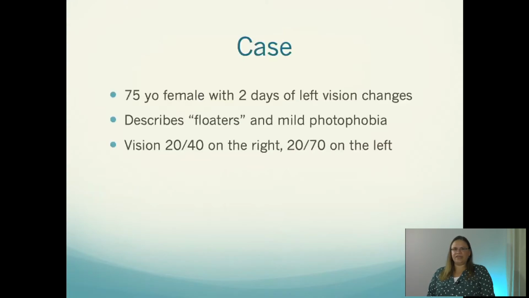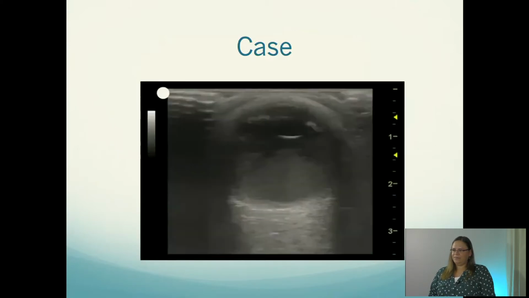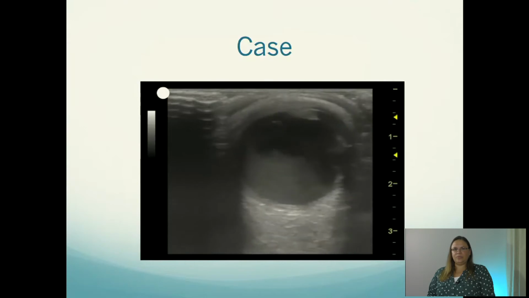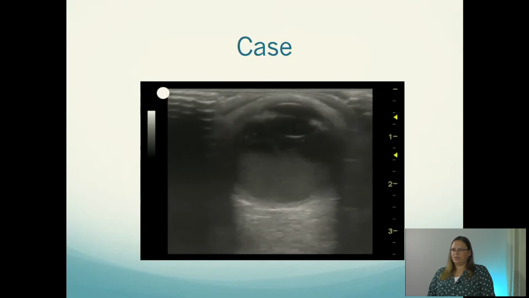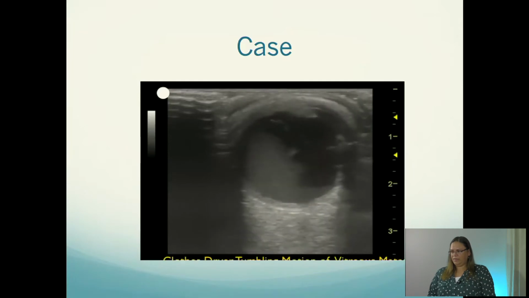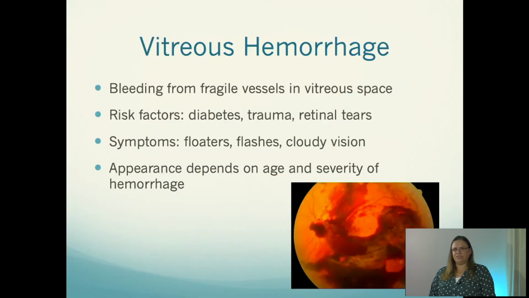All right, moving on to our next case, we have a 75-year-old female with 2 days of left vision changes. She describes floaters and mild photophobia. Her vision is 20/40 on the right and 20/70 on the left, pretty similar to our last case. And here's the ultrasound. So what you're seeing here is hyperechoic substance within the vitreous chamber that moves with the eye. And this is a classic example of vitreous hemorrhage.